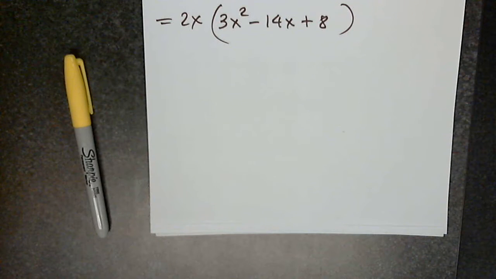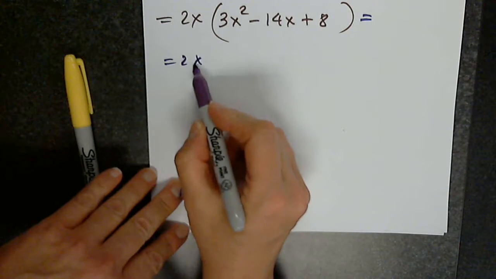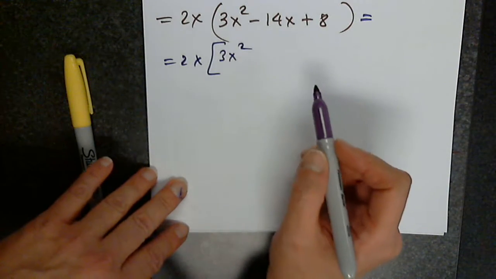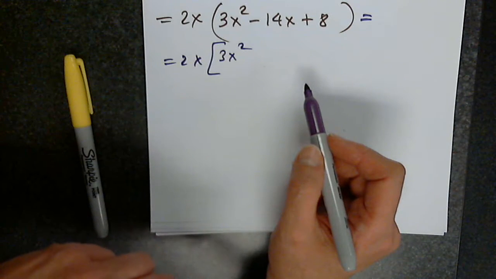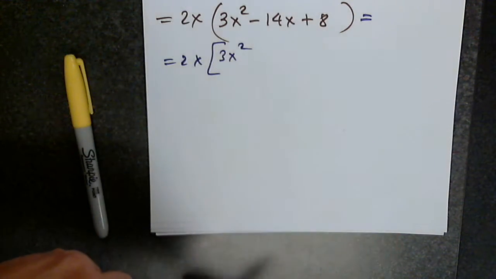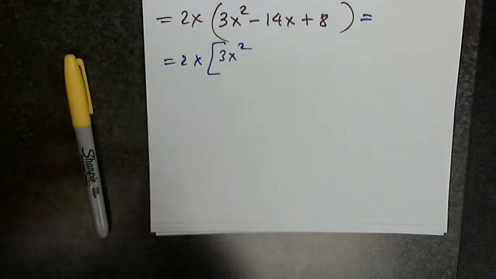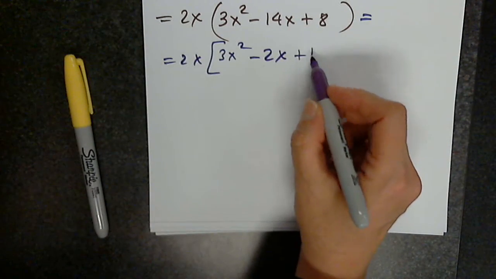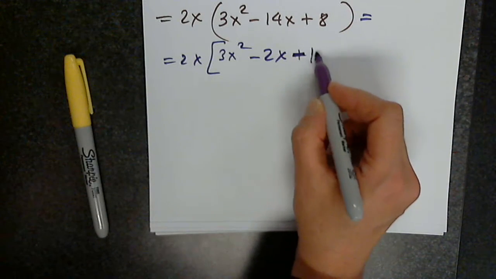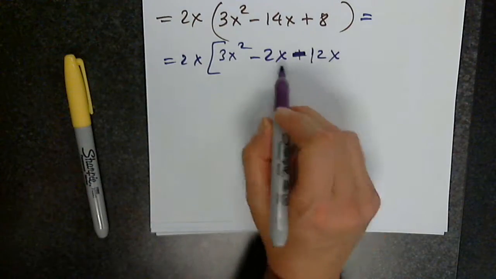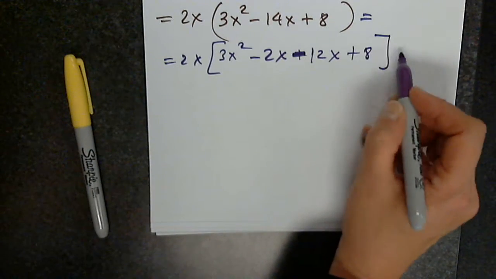Is anyone ready to tell us which terms we need? Say it again. Three times 8 is 24 and negative 14. And I need what? Very good. Excellent. It doesn't matter what order you write it in. So negative 12. Negative 2 and negative 12, or negative 12 and negative 2, does not matter.